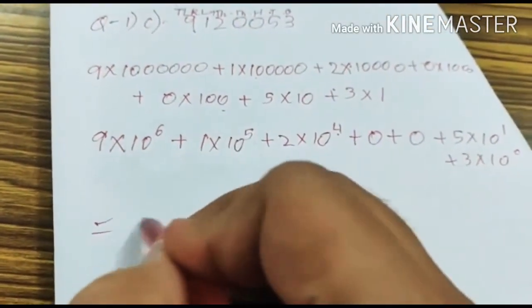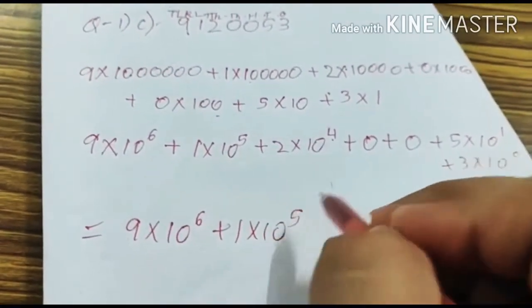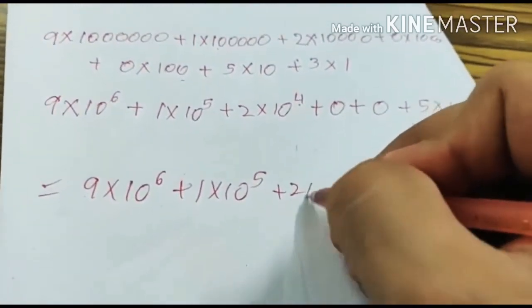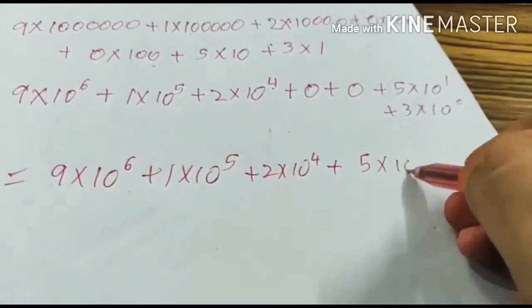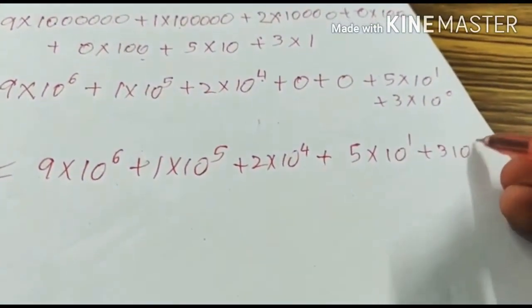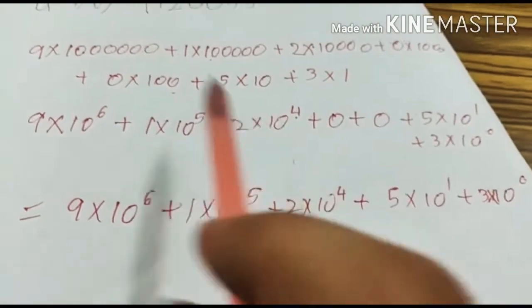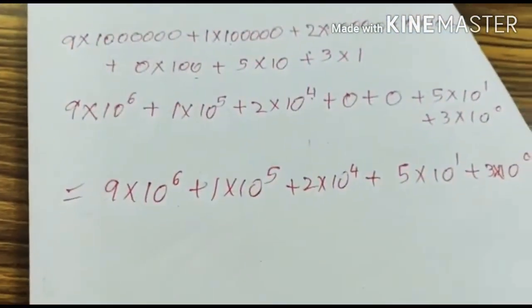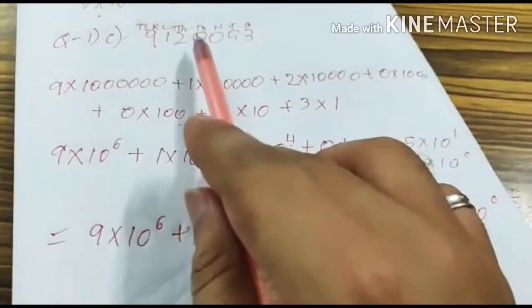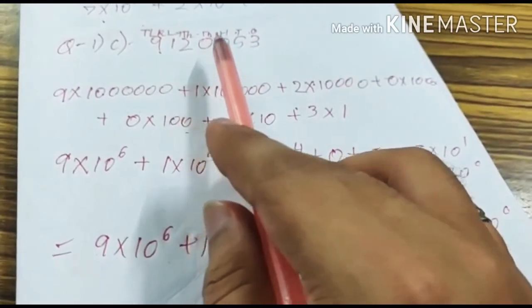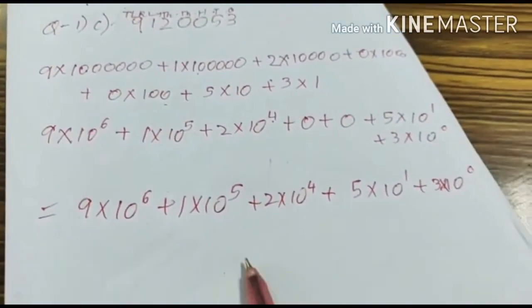So we are left with 9 into 10 to the power 6, plus 1 into 10 to the power 5, plus 2 into 10 to the power 4, plus 5 into 10 to the power 1, plus 3 into 10 to the power 0. The 0 places are eliminated here. In the expanded form, if 0 is at any place, that place is eliminated in the answer.